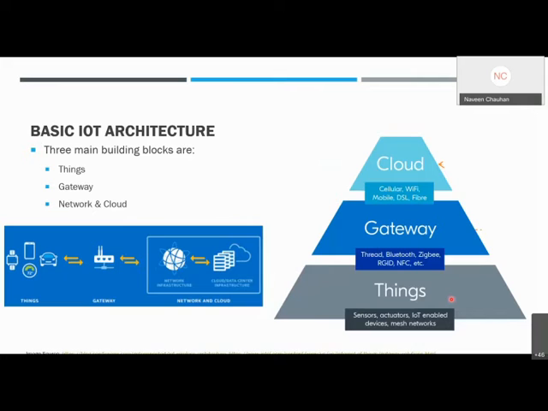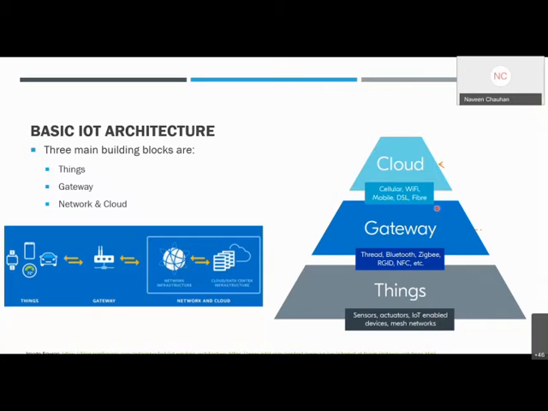So, when we are talking about the basic IoT architecture, definitely we have to talk about the things which are going to be connected over the network. We have to talk about the gateways, and then we have to talk about the network and the cloud. These things actually constitute your sensors, actuators, IoT-enabled devices, and the mesh networks. And your gateway constitutes Thread, Bluetooth, Zigbee, RFID, NFC. These are all technologies which we are going to connect with the gateways.